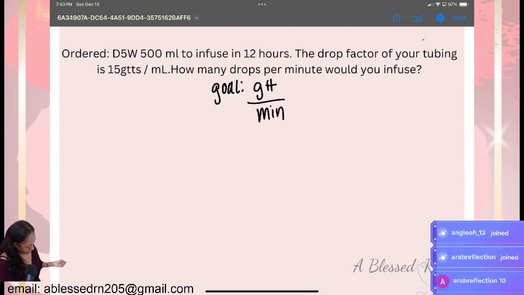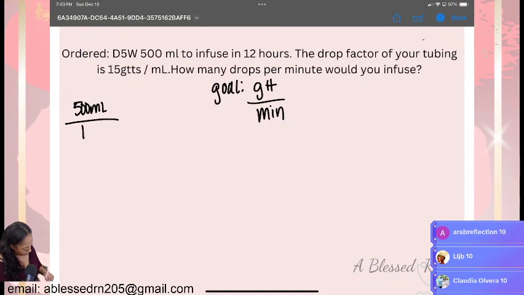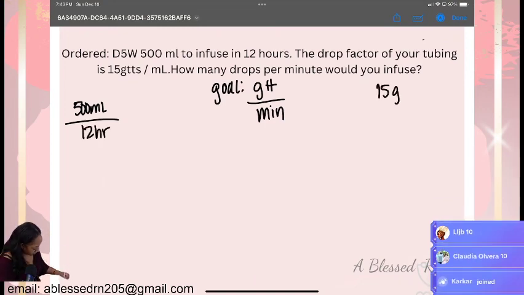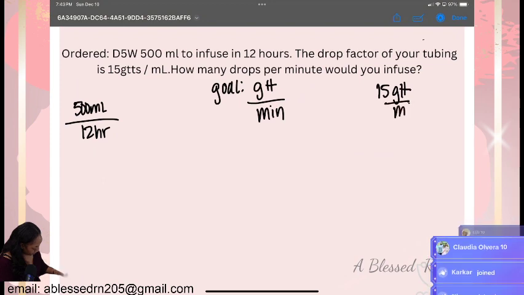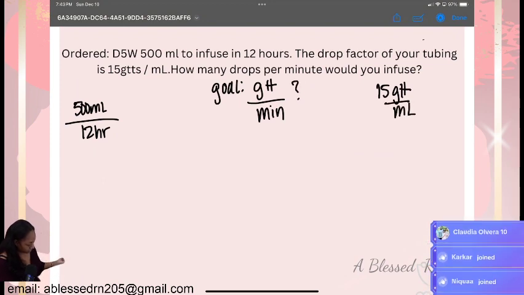Okay, so we have our rates. Well, our volume of 500 mLs to go over 12 hours. And we have a drop factor of 15 drops per mL. So this is what we are looking for. When I do dimensional analysis, I like to start with what it is that I'm looking for. If it's asking me for world peace, I'm starting with it on the top, okay? So we're looking for drops on the top and minutes on the bottom.